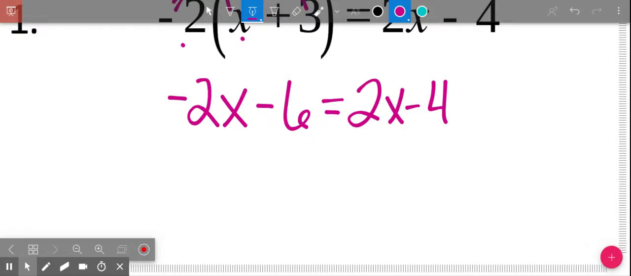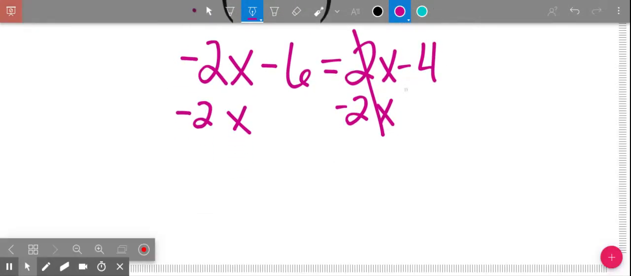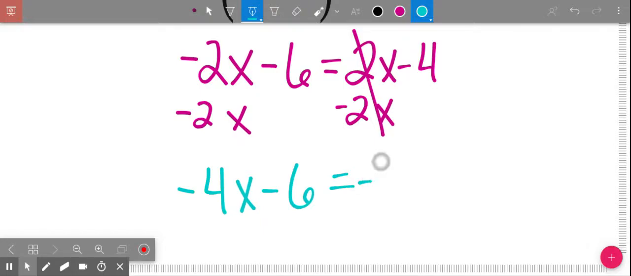Now, once we've distributed, we don't have any like terms to combine, so we have to get the variable onto the same side of the equal sign. So I'm going to subtract 2x from both sides. I'm going to move this variable to the other side, is really what I'm doing here. When I do that, those will cancel. Negative 2 minus 2 gives me negative 4x. I'm just going to bring down the negative 6 is equal to negative 4.